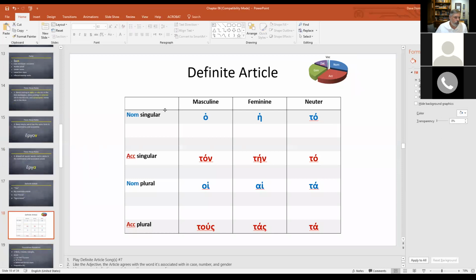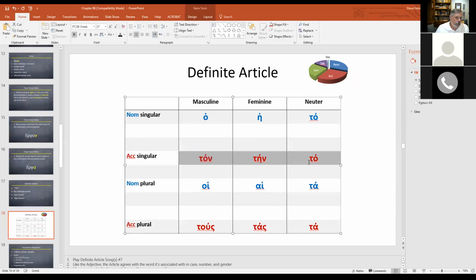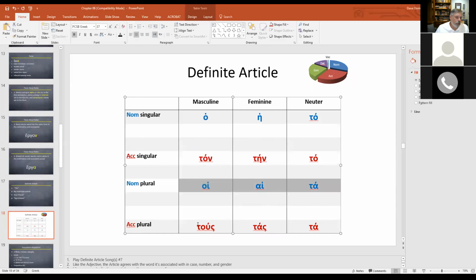And so when we learn the article, here we've got the nominative singular, the accusative singular, the nominative plural, and the accusative plural. There's masculine, feminine, neuter. Learn it this way: ho, hē, to; ton, tēn, to; hoi, hai, ta; tous, tas, ta. That's how I would learn it. Now, we're going to get two more next week. We'll get the genitive and dative singular and genitive and dative plural, and so you'll have the whole thing. But learn it this way.